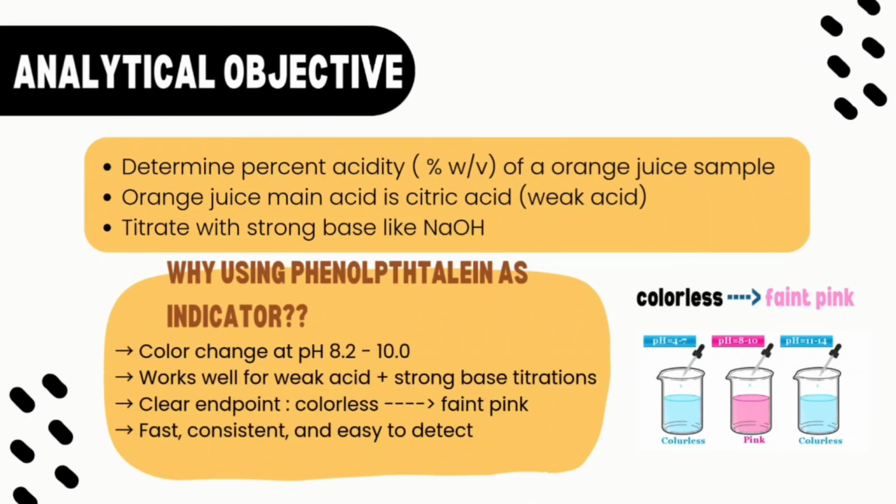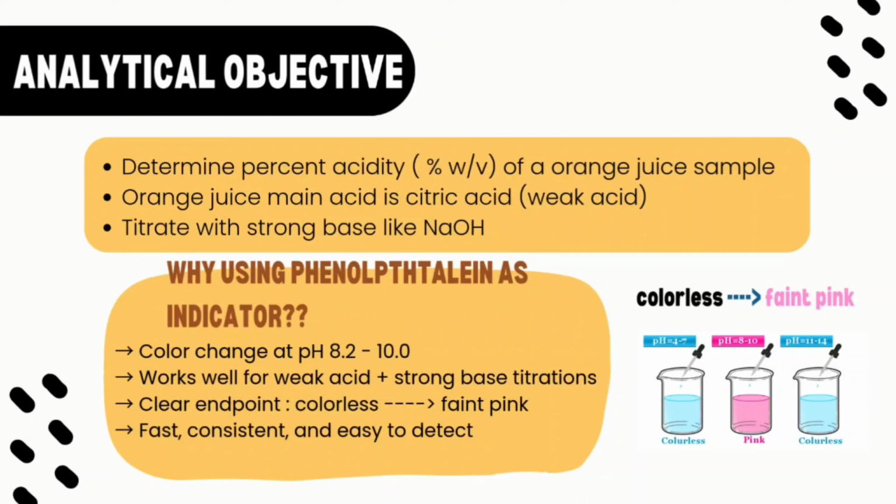As you know, the main acid in orange juice is citric acid, which is a weak acid, and we want to titrate it with a strong base like sodium hydroxide. When we are titrating a weak acid with a strong base, the solution will be slightly basic at the equivalence point, with a pH bigger than 7. It is because the product at the end point is the conjugate base of the weak acid, which then hydrolyzes to create a basic solution.